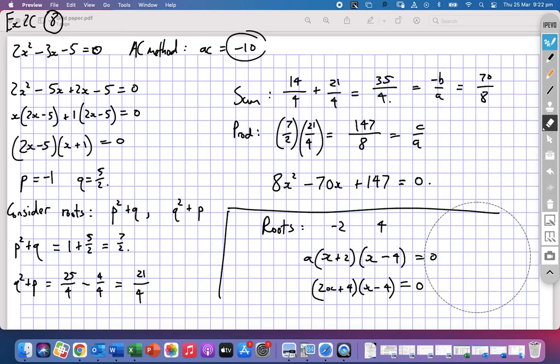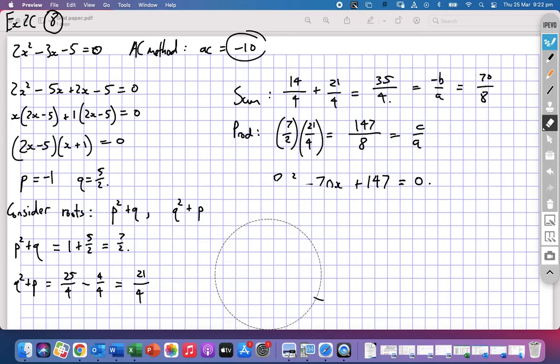And that sort of leads nicely on to this question, which asks for not just a quadratic. At the moment I've only got one quadratic. It asks for all quadratics. It's really easy to do all quadratics.